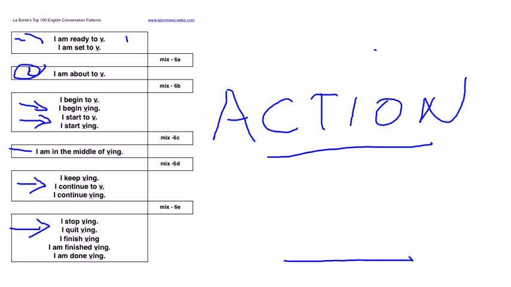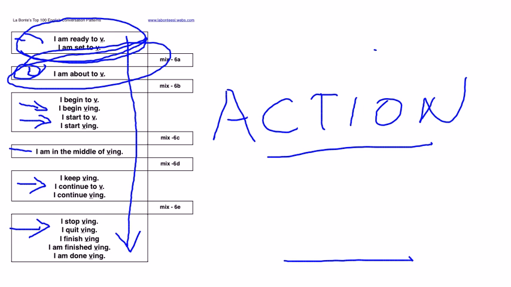Simply, you're going to be going through the patterns from top to bottom, and as they become accustomed to answering correctly with I am ready to and I am set to, you transfer on to I'm about to, and then you just keep incorporating down through the patterns until you reach the end.